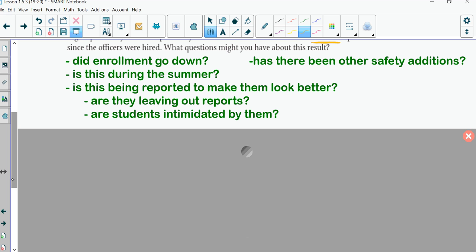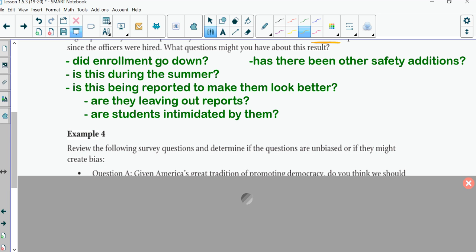Okay, the last question says to review the following survey questions and determine if the questions are unbiased or if they might create a bias. Something that is unbiased means that it is neutral, meaning that it's asked in a way that is not forcing you into thinking a specific way. Like if somebody were to say, don't you think it's really warm outside today? That's not a neutral question because in the question it's asking you how to think. A neutral way to ask that would be, what do you think about the weather today?